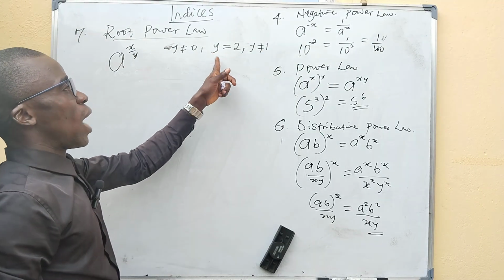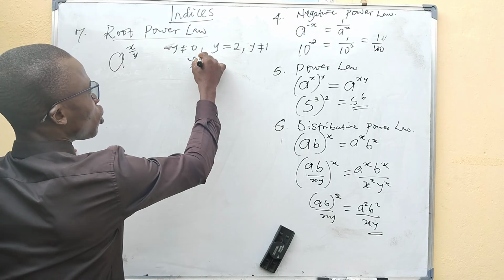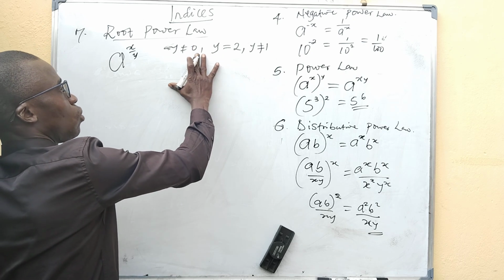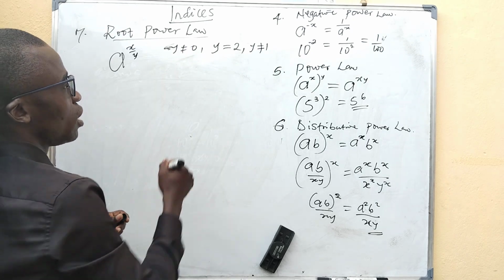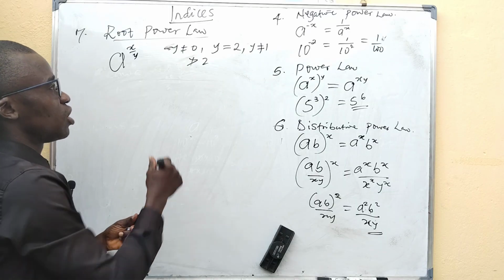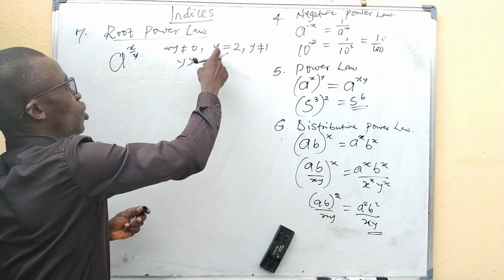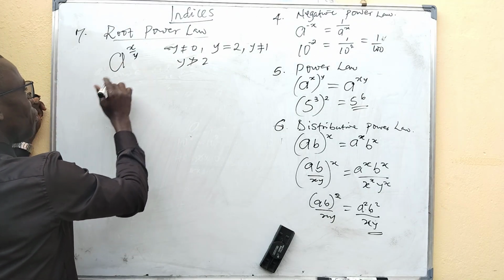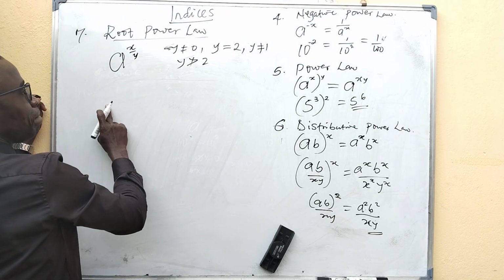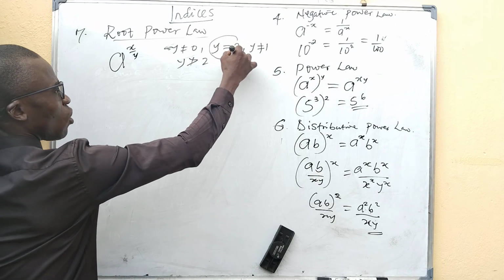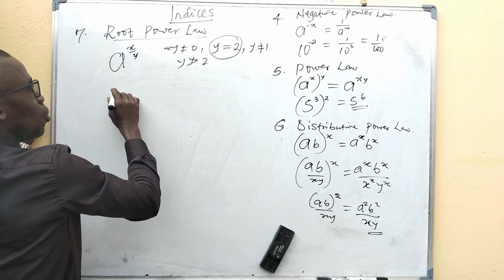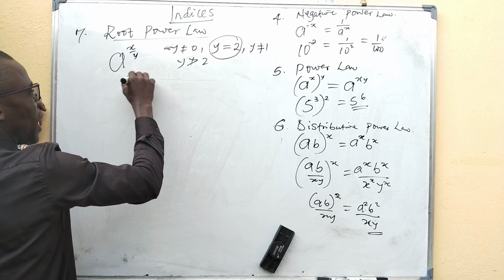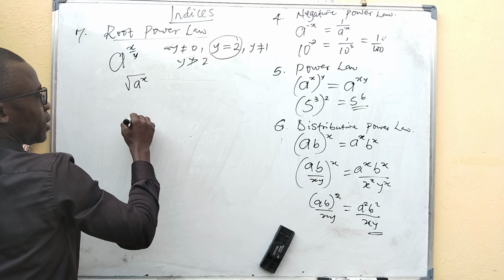So y will not be 0, y will not be 1. But y is to be 2. Y should not be greater than 2. If y is greater than 2, then it will no more be the root power law. So what do I mean by that? If I have a raised to power x over y, remember this is the condition. Y must be 2, which means it becomes the square root of a raised to power x.